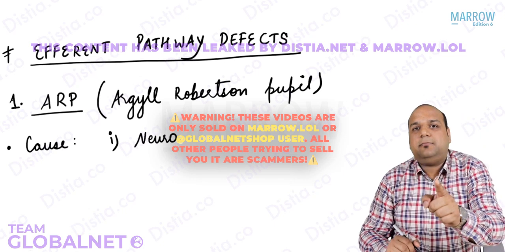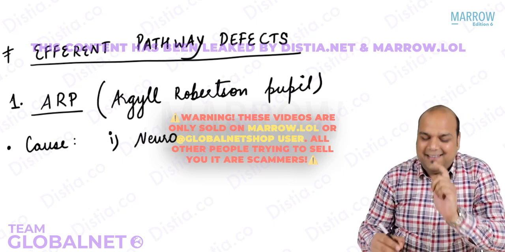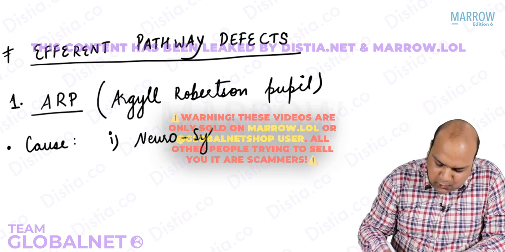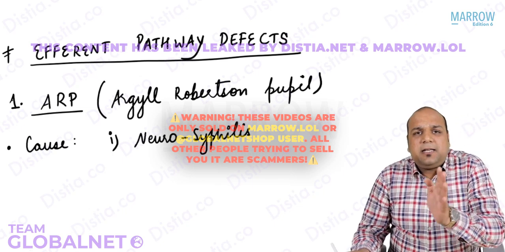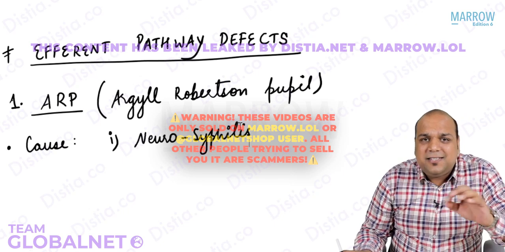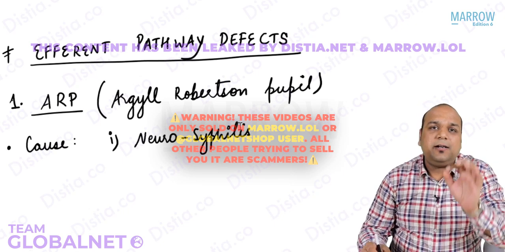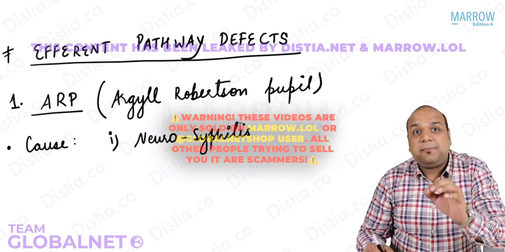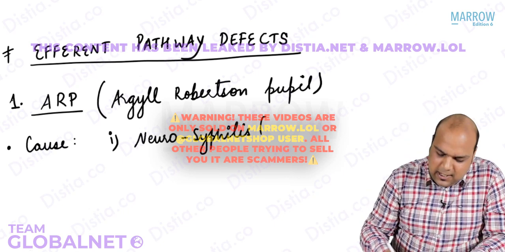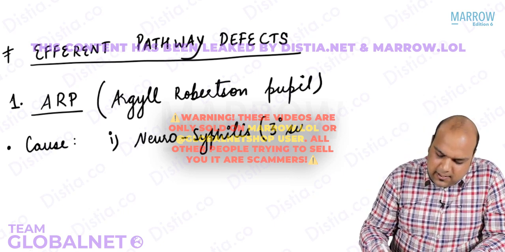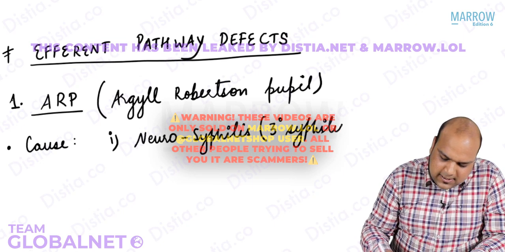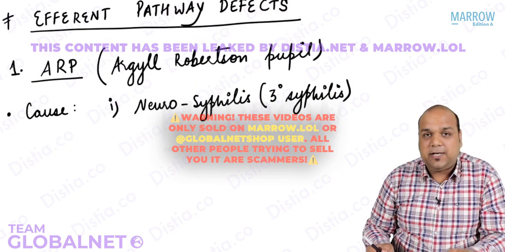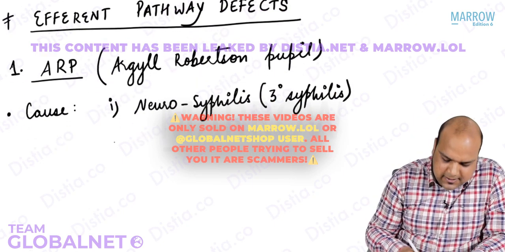You said syphilis. I don't like syphilis. I like, guys, neurosyphilis. Syphilis can be primary, secondary, or tertiary. Primary and secondary syphilis do not cause ARP. Only tertiary syphilis, neurosyphilis, which is a manifestation of the tertiary stage, everybody, only that will cause it. So please do not say syphilis. Please always get into the habit of saying neurosyphilis or tertiary syphilis.